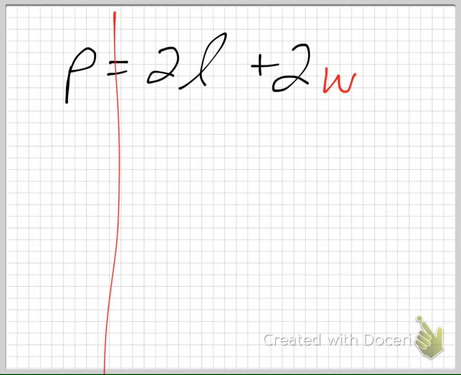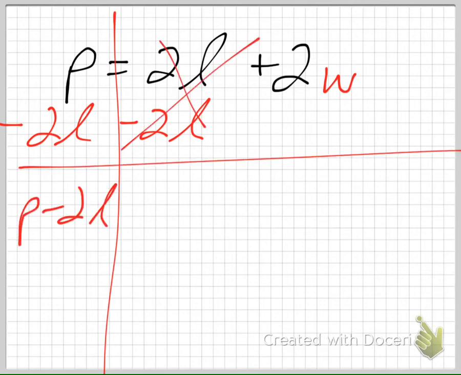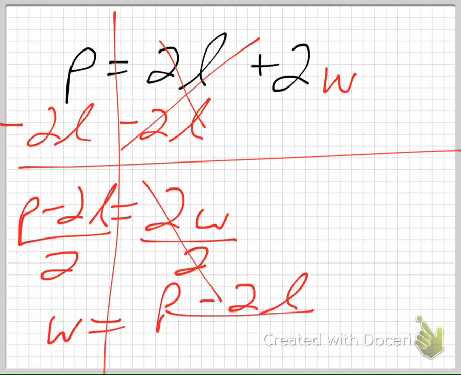The 2L. I've got to get rid of the adding and the subtracting, right? I'm going to go minus 2L, minus 2L. Let's rewrite that. They're gone. That leaves me with P minus 2L equals 2W. Agreed? Okay, now what? Now you divide by 2, divide by 2. They're gone. Guess what that leaves me with? W equals P minus 2L divided by 2.